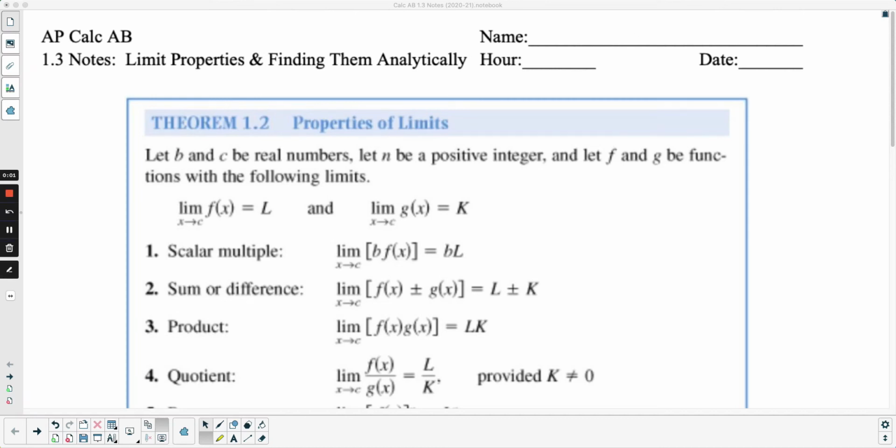This is 1.3. We are going to be looking at properties of limits and then how we can find limits analytically. So far what we've looked at is an introduction to limits and what they mean and how we can find them using a graph and a table.